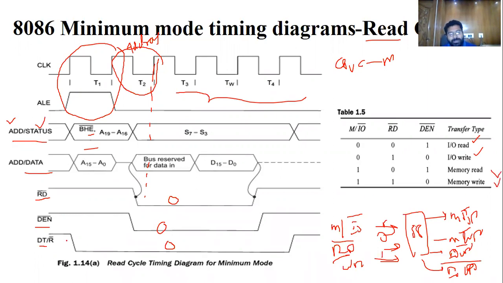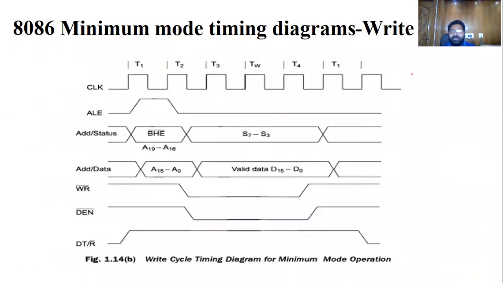See this, or otherwise you can also see this. DEN bar is zero, nothing but see this. So this represents the entire operation. At the same time, the write cycle. For performing the write operation, write operation means here CPU to the memory.